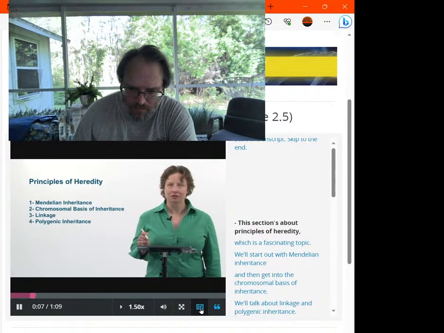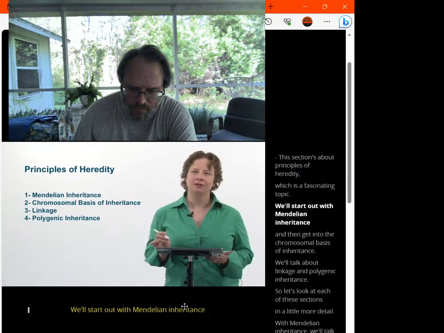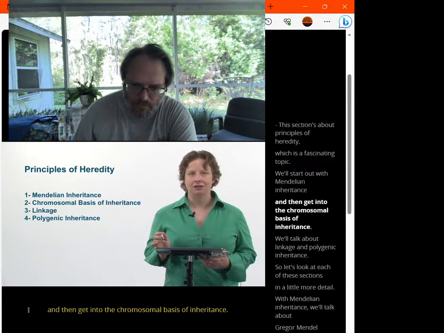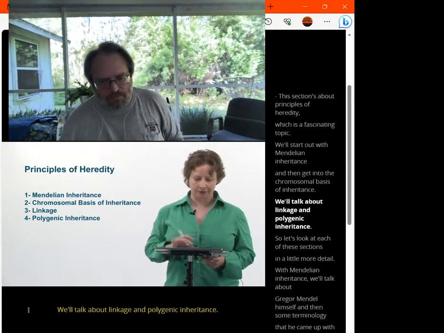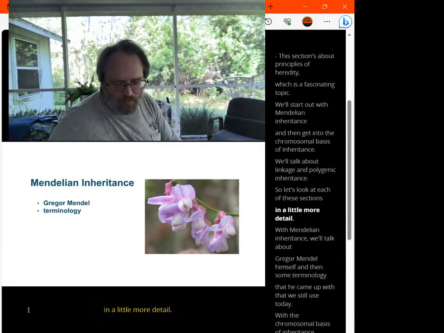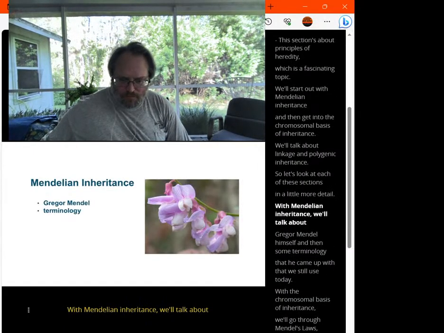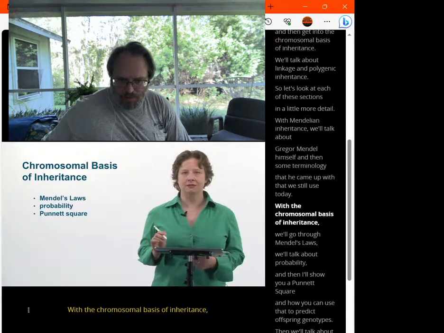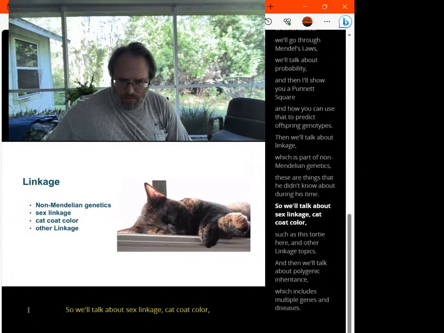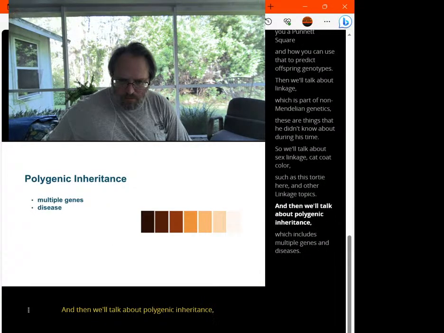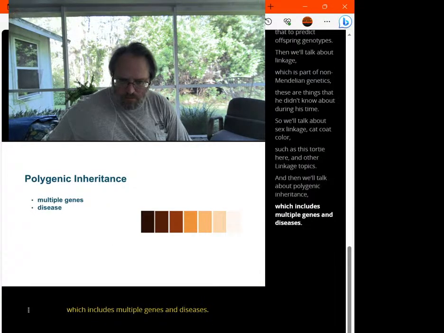This section is about principles of heredity, which is a fascinating topic. We'll start out with Mendelian inheritance and then get into the chromosomal basis of inheritance. We'll talk about linkage and polygenic inheritance. So let's look at each of these sections in a little more detail. With Mendelian inheritance, we'll talk about some terminology, the chromosomal basis of genotypes, and Mendelian genetics. These are things that he didn't know about during his time. Then we'll talk about polygenic inheritance, multiple genes, and diseases.